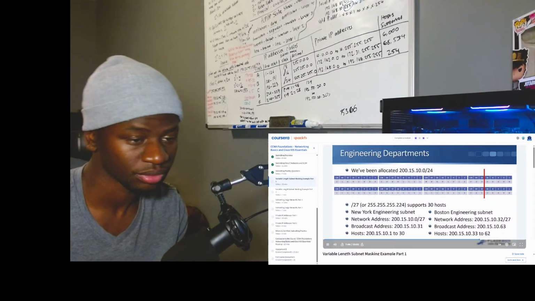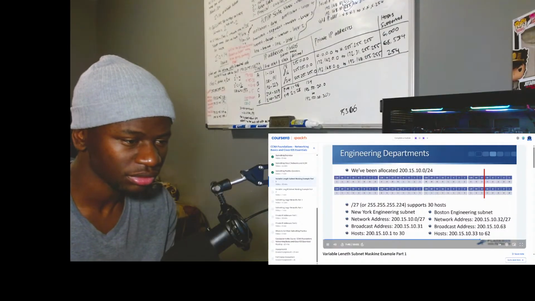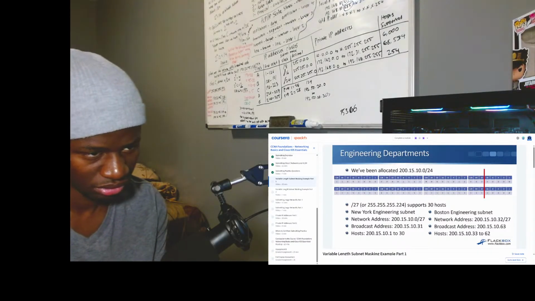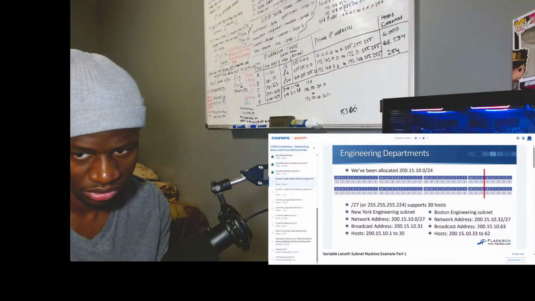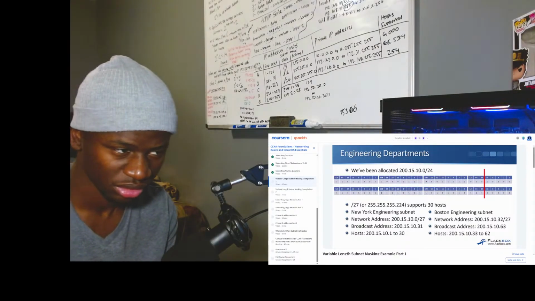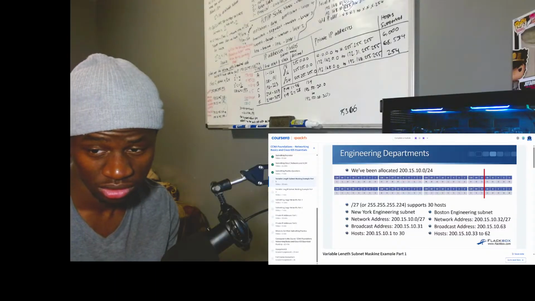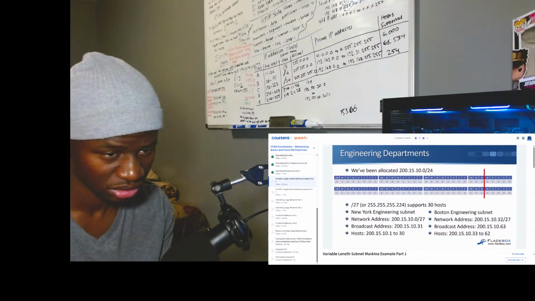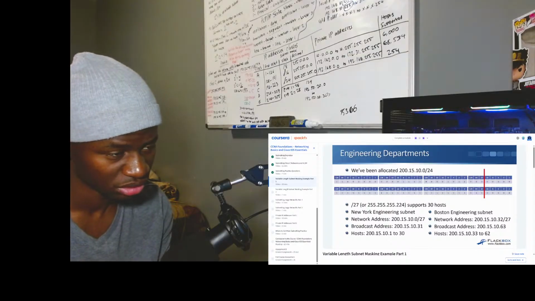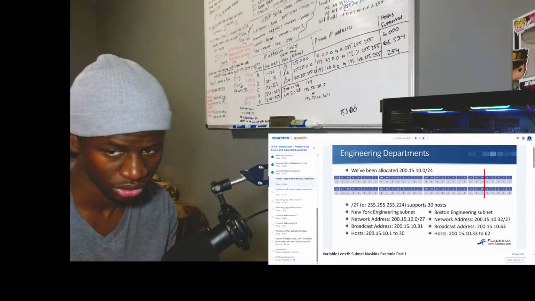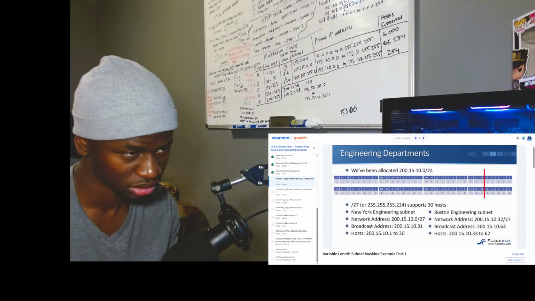A /28 gives 14, so it's not big enough. We can't use that. The smallest that we can use, which is what we were asked to do, is a /27. In the real world, you might argue that you'd prefer to use a /26. This is not the real world, it's an exam question. We're going to use the smallest possible, which is a /27. Written in dotted decimal notation, it's 255.255.255.224. So that was the first part of the question, figuring out the subnet mask.